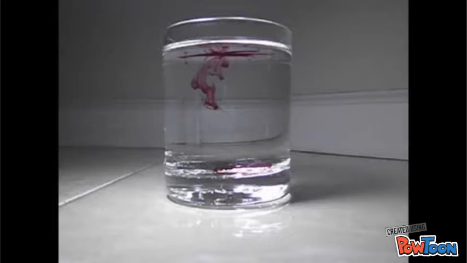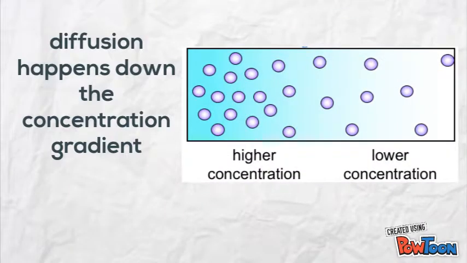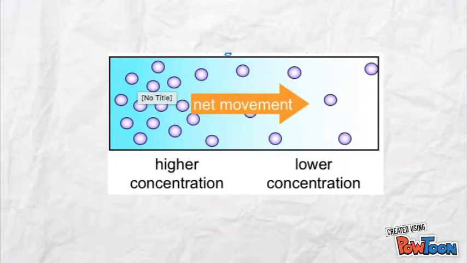This experiment implies that the ink particles move from the part of water with higher concentration of ink to the part of water with lower concentration of ink. In the experiment, we can see diffusion happens down the concentration gradient. It is very easy for us to observe which part of the water has a higher concentration of ink, because the opacity of the ink can indicate the concentration of the ink particles. We can say that there is a net movement of ink particles diffusing from higher concentration to lower concentration, which means down the concentration gradient.